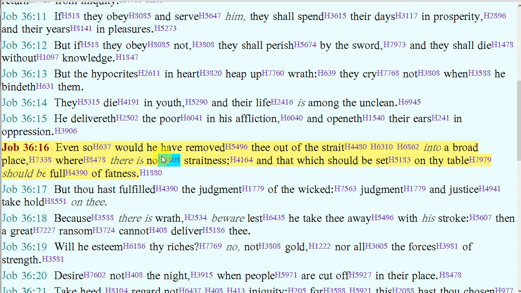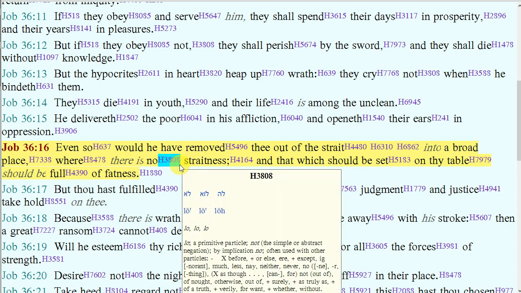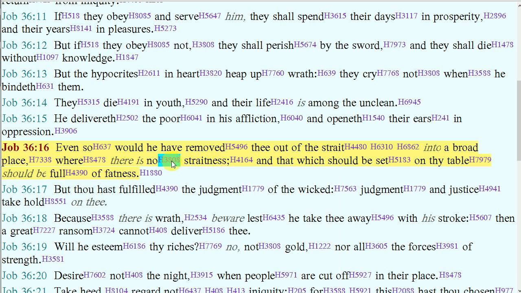Even so would he have removed thee out of the strait into a broad place where there is no straightness, and that which should be set on thy table should be full of fatness. I don't remember the context for this, but he moved him to a safe place where he doesn't have to be concerned. But I cannot remember the context for this verse, sorry.